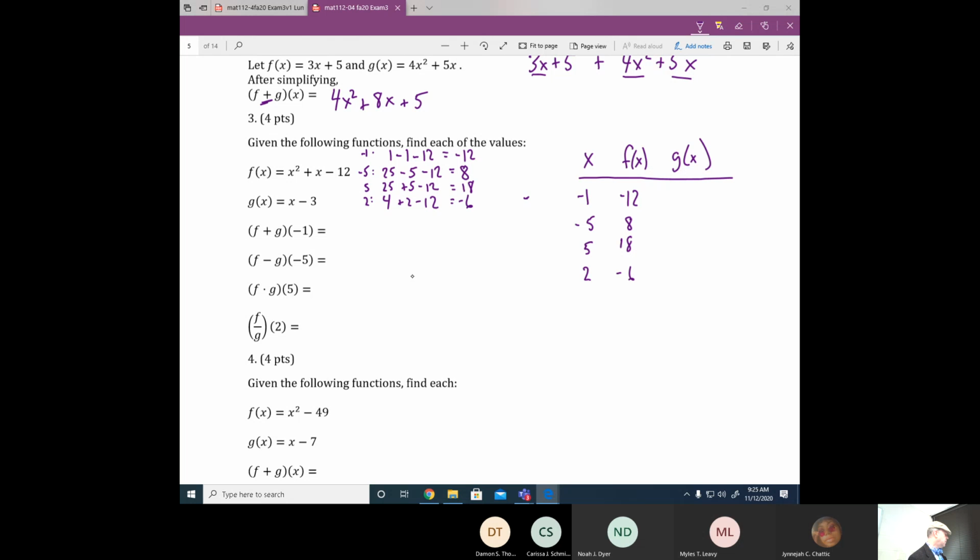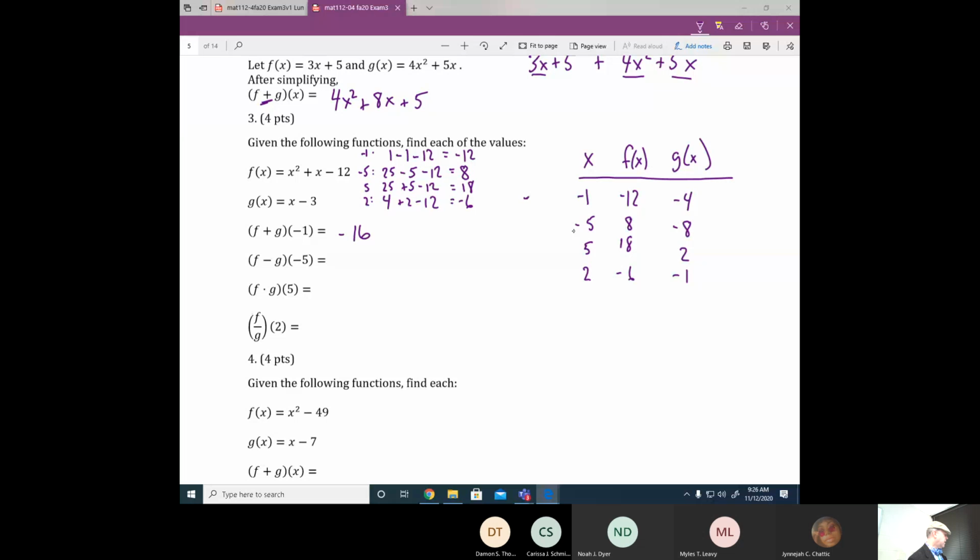Filling this table will make our problems later, f plus g, a lot easier. Now, g is a lot easier. Just subtract 3 from each number. Well, I can do that here right away. Minus 1, minus 3, negative 4, negative 8, 2, and negative 1. Now that I have this table, f plus g of x, or f plus g at negative 1 is those two add together. Negative 12 minus 4, negative 16.